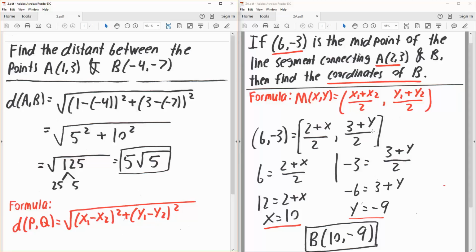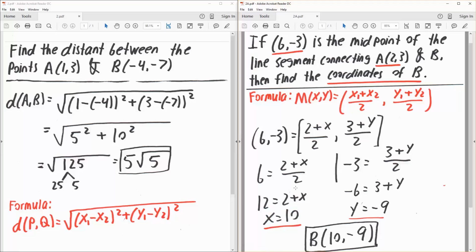And so next what we need to do is set it. So this is our x coordinate, and this is our y coordinate for our midpoint. So 6 is equal to 2 plus x divided by 2. And so we could say 6 times 2 is 12. So we eliminate this 2 here. So 12 is equal to 2 plus x. We take out this 2, so we can say that x is equal to 10. So we know our x coordinate is 10.